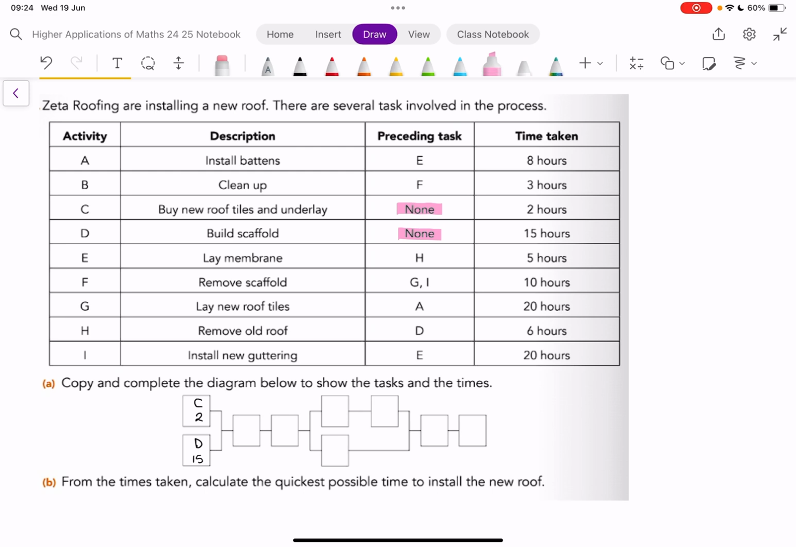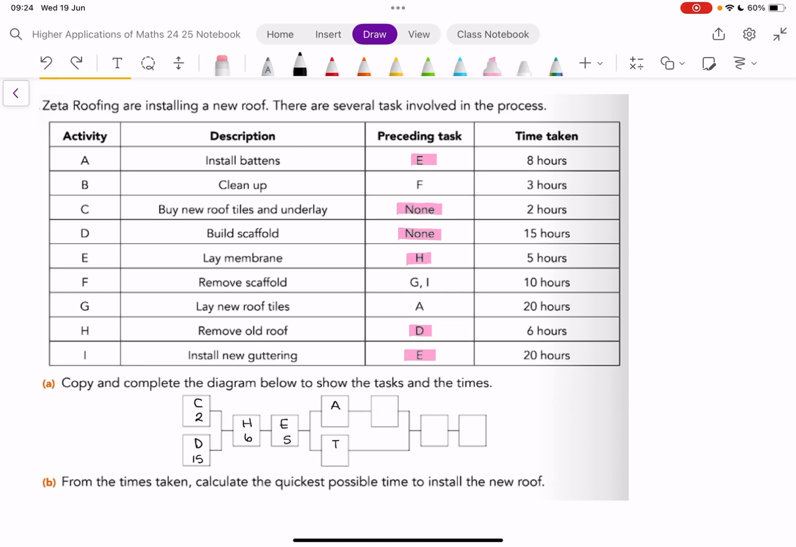So C and D have both just happened. So I don't see C and D, but D is here. So H must come next, and that takes 6 hours. After H must be E, and that takes 5 hours. So E feeds into 2 tasks. I can see that. E has just happened, so that allows A and I to happen. But I don't know where to put A and I at this moment in time, because if I put A here and I here, I need to figure out if something else goes here after it.